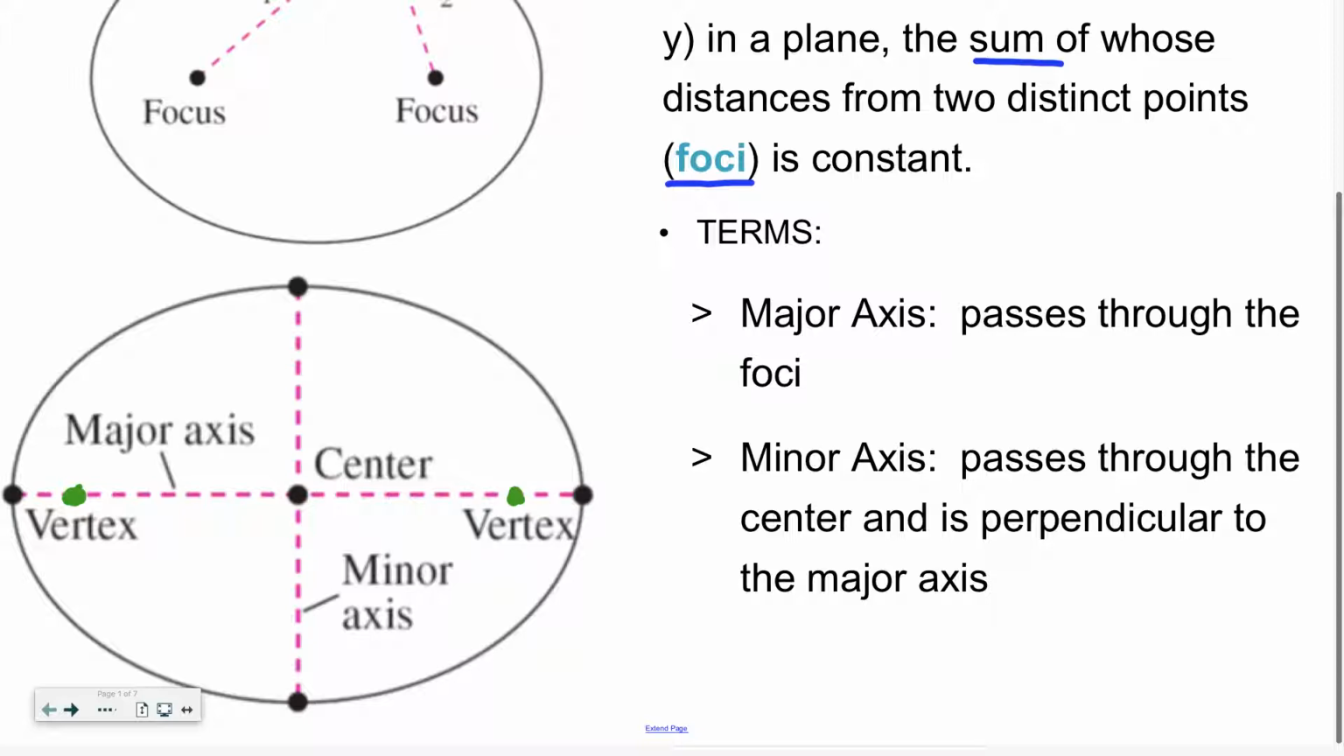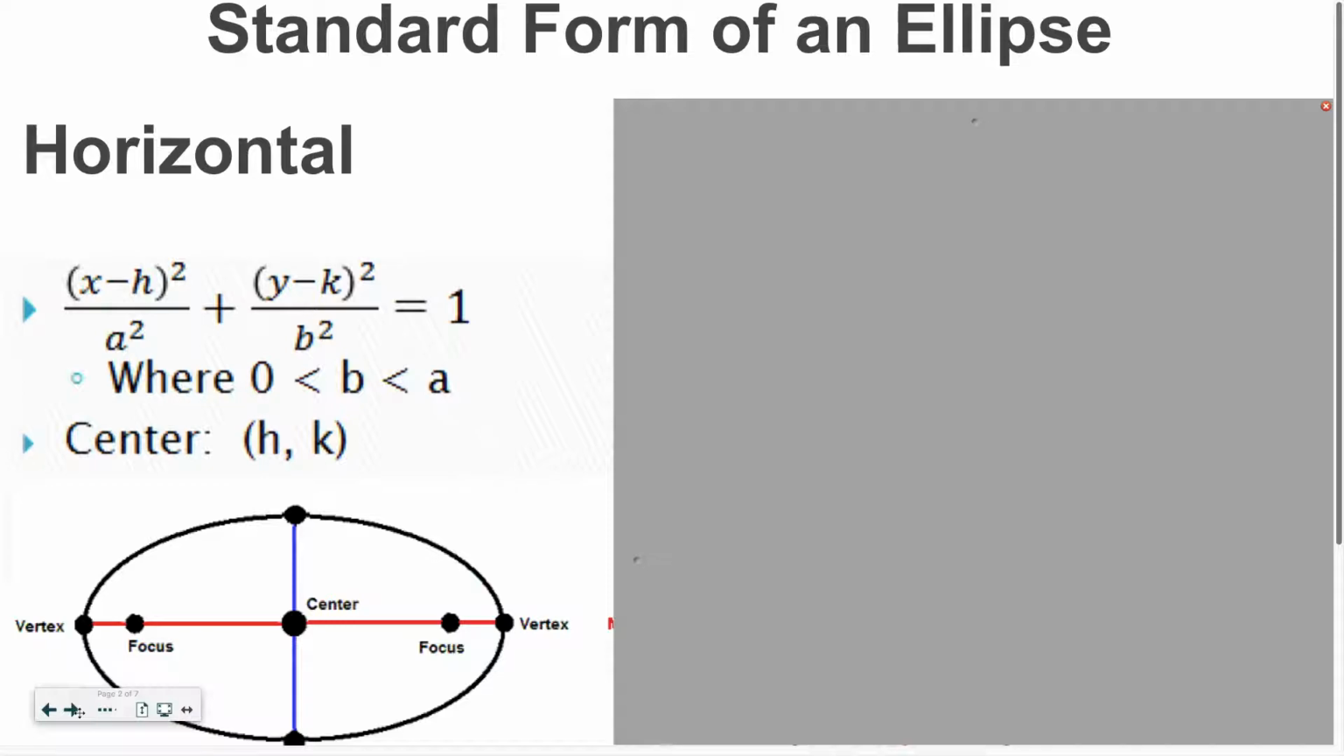If you're labeling anything on your green sheet, make sure you're labeling that those holes are the foci, and then mark the end points and label them as vertex 1 and vertex 2. I don't know if you're labeling on your green sheet or not, but you could be doing that. All right. The standard form of an ellipse.